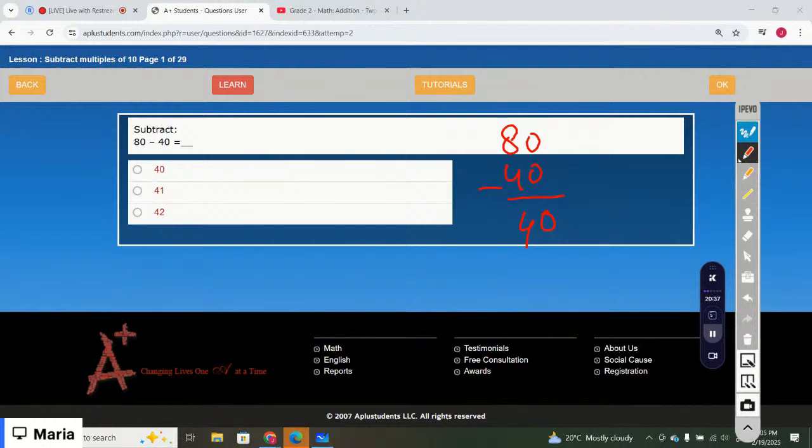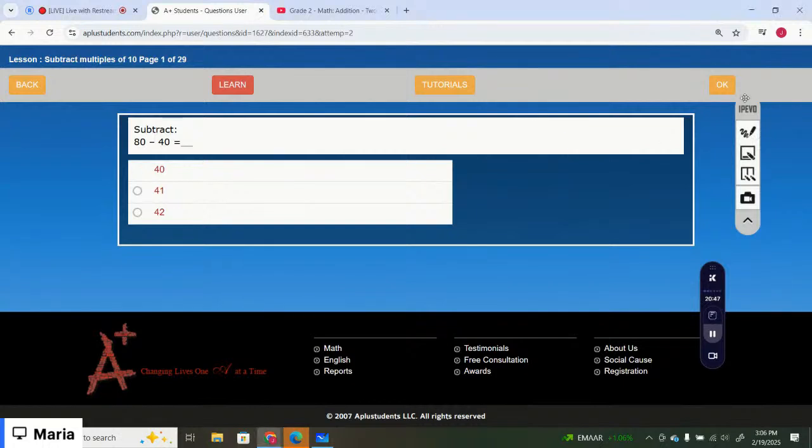So 80 take away 40 is 40. Option number 1 is the correct option. 80 take away 40 is 40. Option 1 is the correct option.